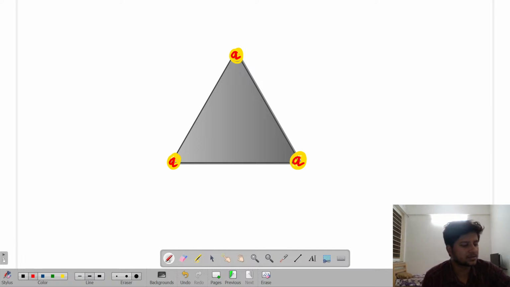Try to do it, guys, on YouTube also. Then I'll share you the solution. If all the charges are positive in nature, then draw the field lines for this triangle case.